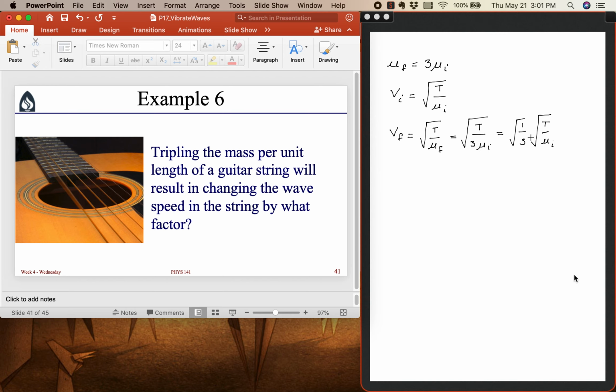And so this square root of the tension over the initial mass per unit length is just equal to the initial wave speed. So we've found that the final wave speed is equal to the square root of 1/3. Well, the square root of 1 is 1, so that's the same as 1 over the square root of 3 times the initial wave speed. So it changes the wave speed by a factor of 1 over the square root of 3.